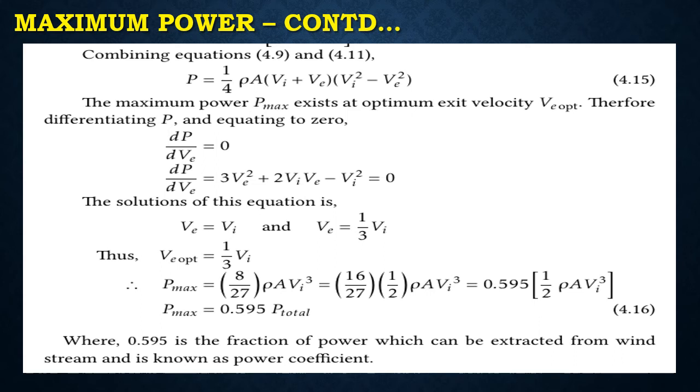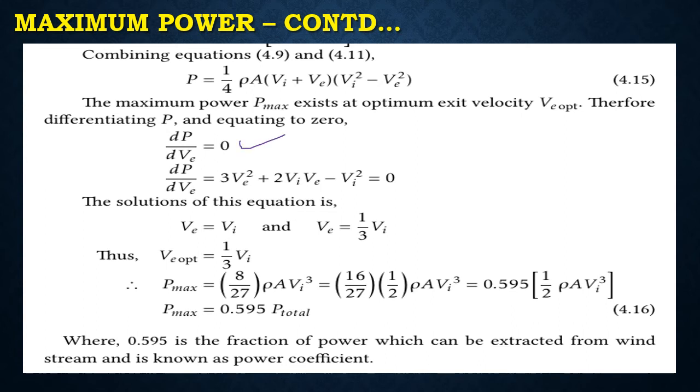Again combining the above two equations, finally power is equal to 1 by 4 rho A into (Vi minus Ve) into (Vi square minus Ve square). For maximum power, it will exist at the optimum exit velocity, that is Ve optimum. The velocity will not always be the same in wind turbines; it keeps on changing every moment. Therefore we have to consider the optimum velocity. So differentiate the above equation with respect to Ve and equate it to 0, then you will get the optimum velocity.